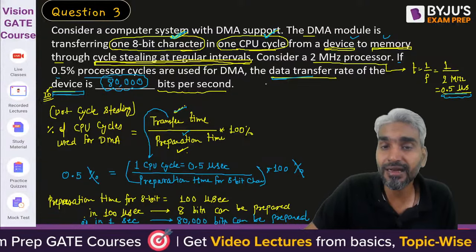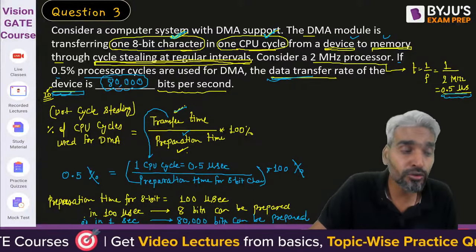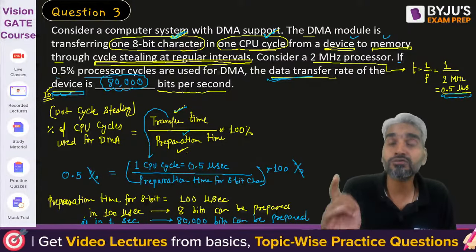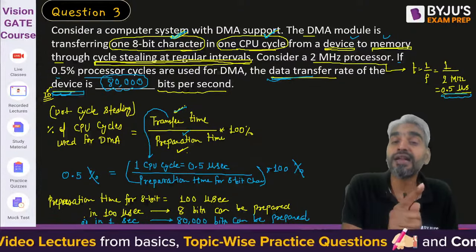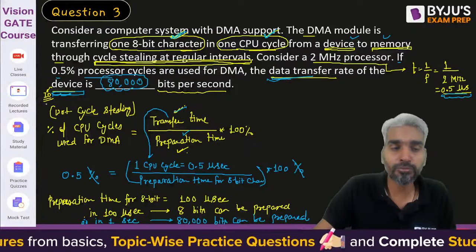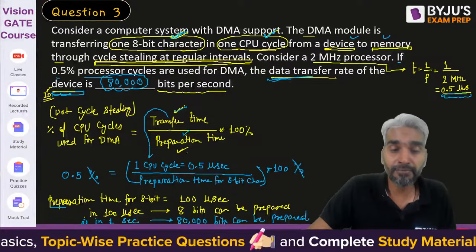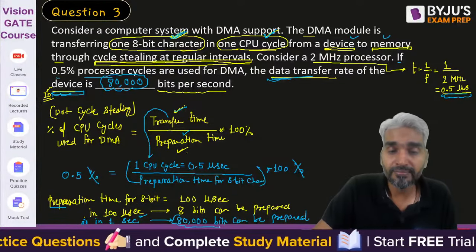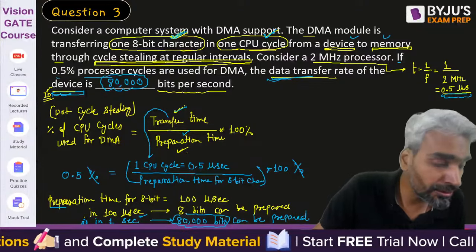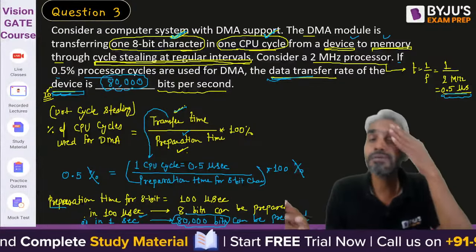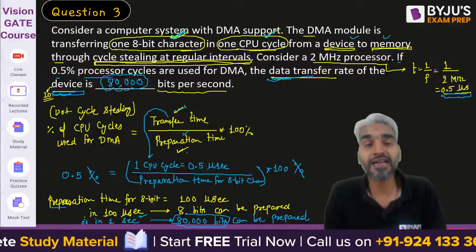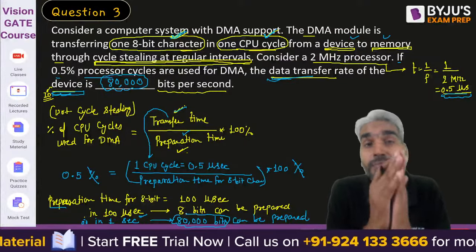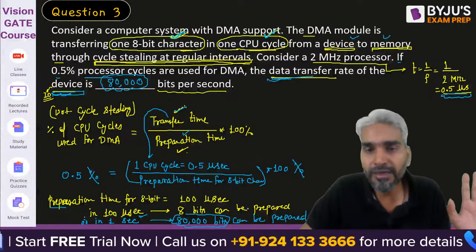So it is asking the data transfer rate of the device. The data transfer rate of the device will be with respect to preparation time. And we know that in 1 second, 80,000 bits can be prepared. So if in 1 second, 80,000 bits can be prepared, it means the data transfer rate of the disk is 80,000 bits per second from that particular IO device.